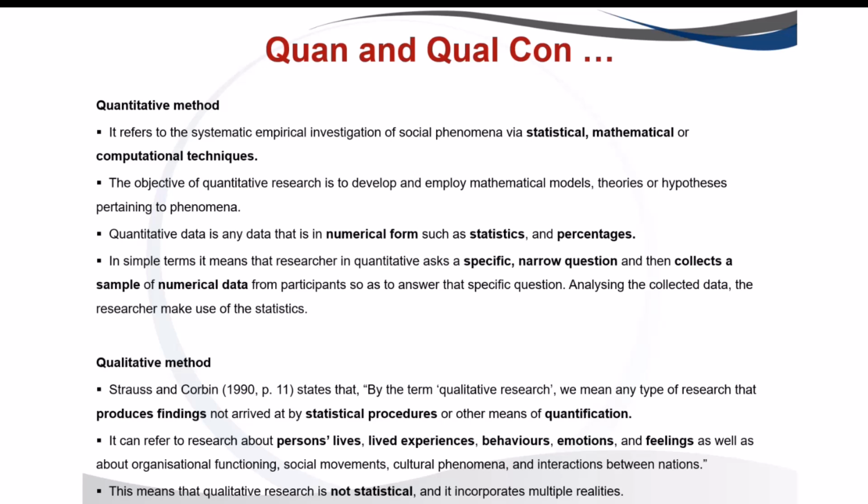In other words, what they mean is that in qualitative, there are no stats, there are no numbers, but only people's lives or lived experiences, behaviors, emotions, and feelings are what we are able to get through qualitative methods. If you want to find out how people are conducting themselves, I'll give you an example now.